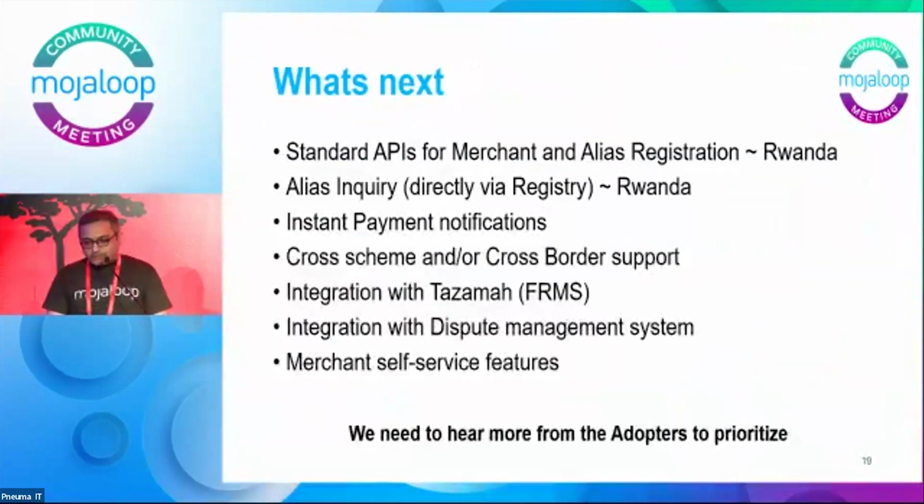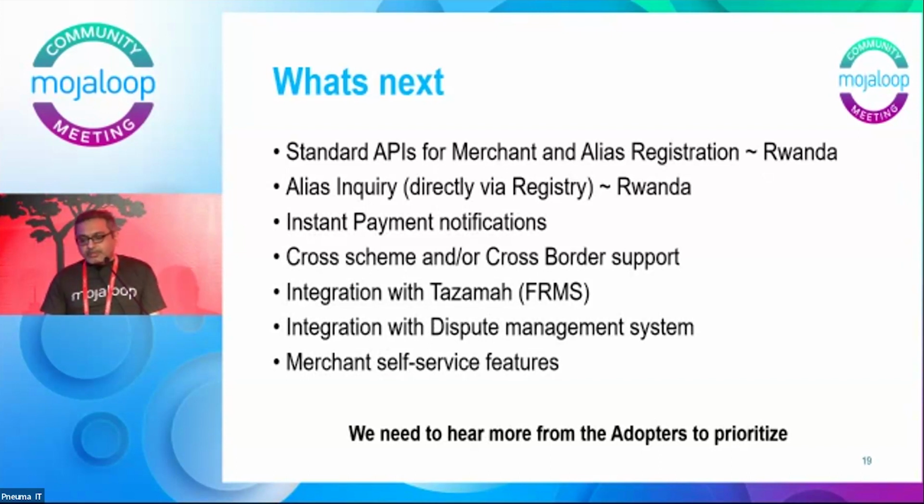So coming back to what's next. We have talked about creating APIs around merchant and alias registration process. That's a work in progress, which is being done in Rwanda. In this PI, we are thinking about this whole list. What's important, and my message over here, because there are a lot of adopters in the room, is that we want people who are looking at adoption to give us their feedback on what should be prioritized.